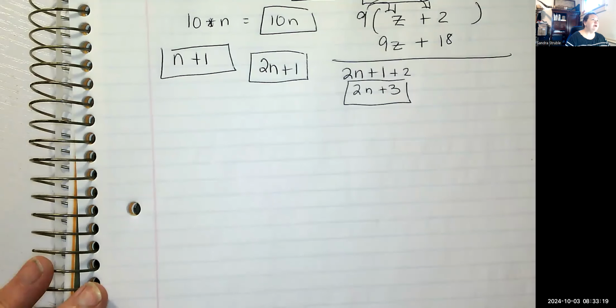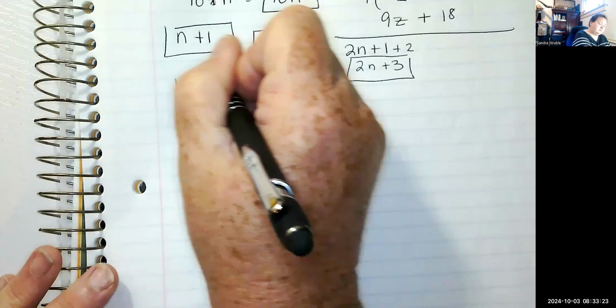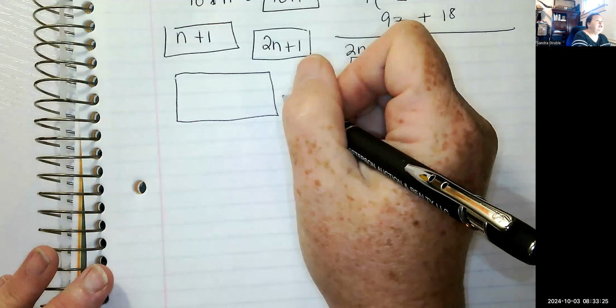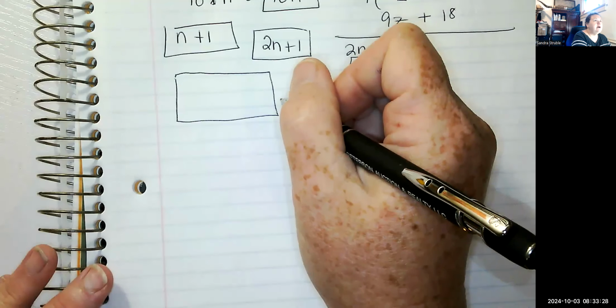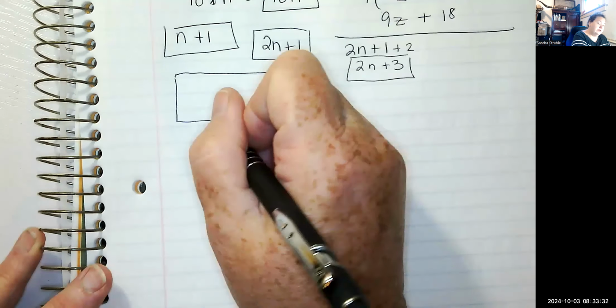The length L of a rectangle is 2 feet longer than 6 times its width. Okay, so we'll say this is the length.